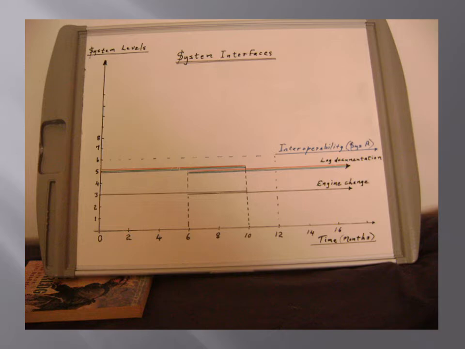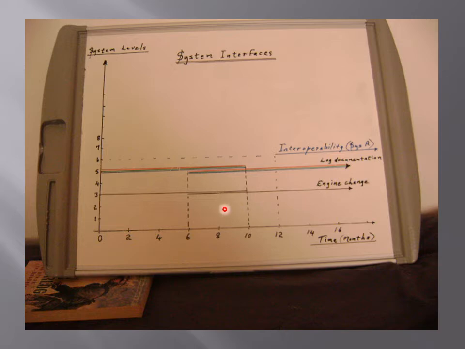Over here, like with the previous slide, the horizontal axis represents a timeline in months once again. The vertical axis, the system levels once again. Now we've tried to indicate some interfaces here. For instance, on level 3, you might find that there has been an engine change. So part of the fleet will have the old engine from the beginning to month 10. And the other part of the fleet will have the new engine from month 6 onwards, past month 10, of course.